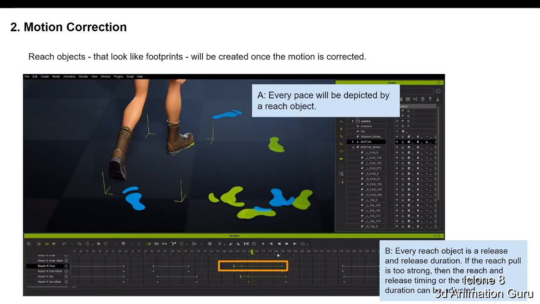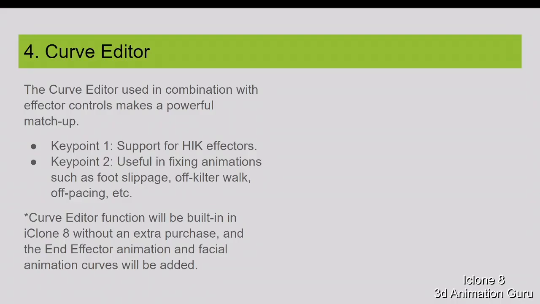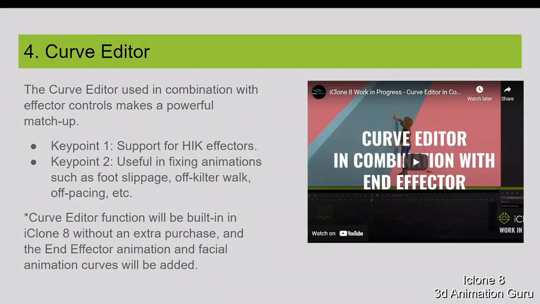Then we have the curve editor. This is also known from iClone 7. It was a plugin. Like that, iClone 8 is coming with it. The curve editor will be built into iClone 8 without an extra purchase. Yeah, in iClone 7 you had to buy it, but now in iClone 8 they are giving it to you for free. Let me say they're giving it for free, but it's combined, it's built in. So you don't need to buy this plugin extra.